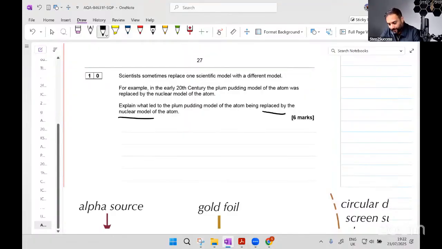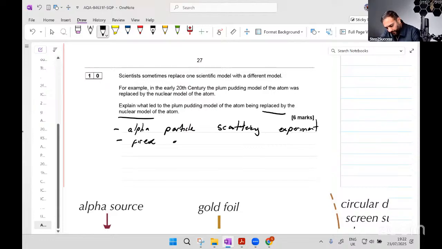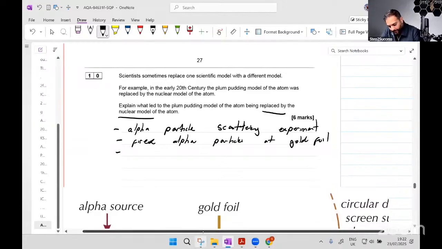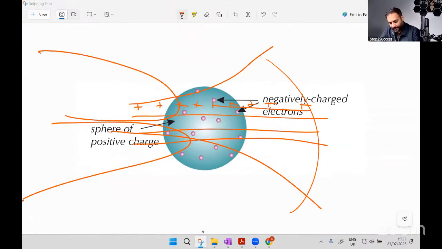So you want to mention that there was an alpha particle scattering experiment. That's what it's called, this thing that I just explained. In which what they did was they fired alpha particles at gold foil. And then there's three things you need to make sure you mention here, which is most of the particles did still go straight through, as I was trying to show you here, but most of them did go straight through.